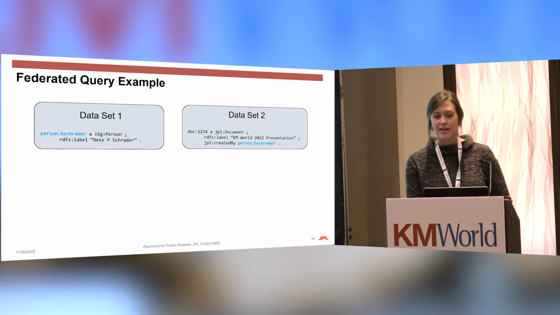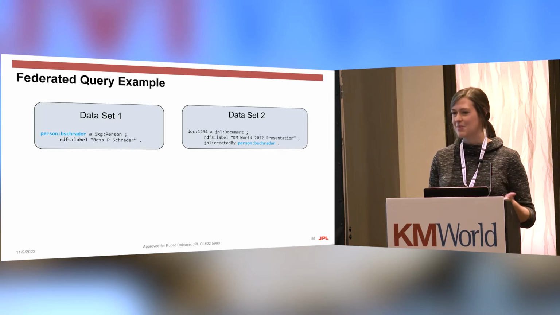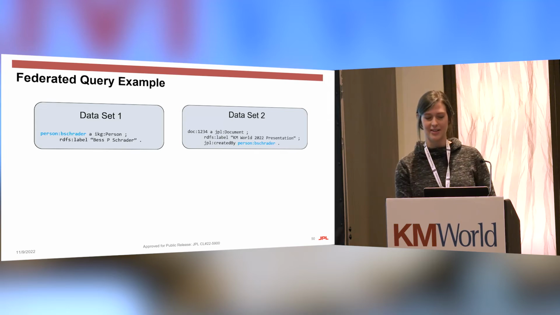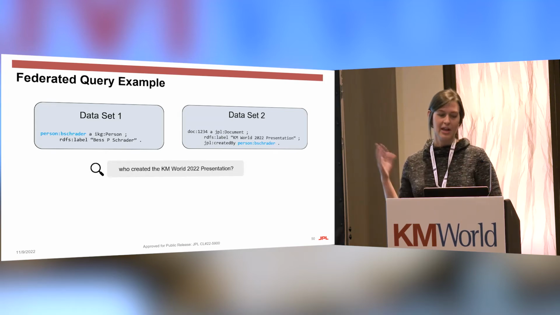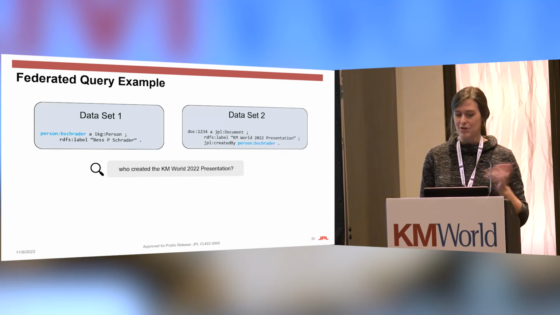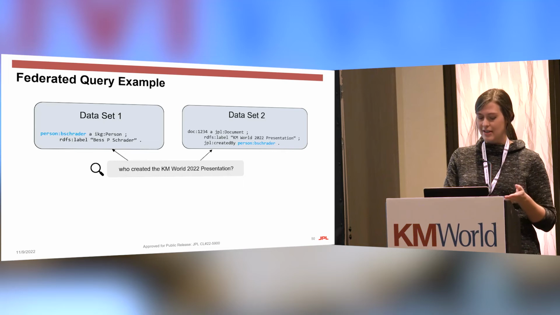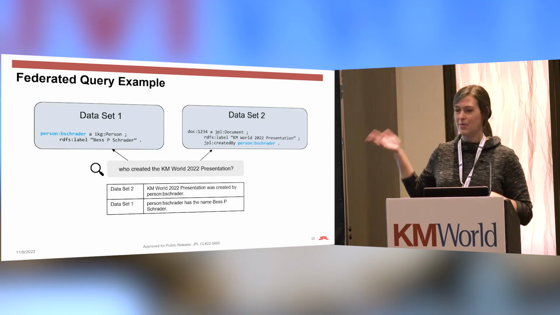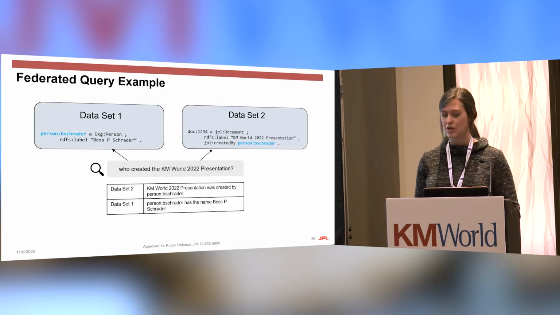Federated queries, if you're familiar with federated queries in any kind of search system, it's kind of the same thing. You leave the two data sets alone, you leave data where it is, and then you run a query that accesses both of those data sets. For example, if I wanted to know who created the KMWorld 2022 presentation, you would send that query to both of your data sets, and from data set 2, you'd find out it was created by person B. Schrader. From data set 1, you'd actually figure out the name of that person and return the result.